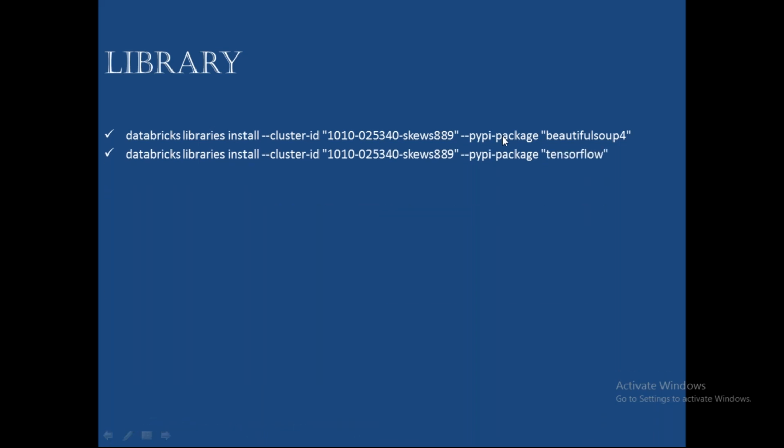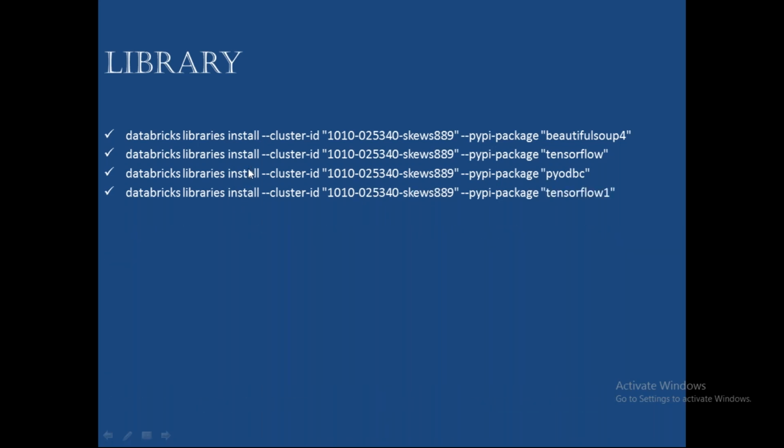Next, databricks libraries install with the cluster ID. See here, instead of beautifulsoup4, here I am saying TensorFlow. Next, PyODBC, the same command. You can change the package name; whatever you want to install, you can install. But if you want to install on a different cluster, you need to change the cluster ID. Exactly the same. See, sorry, this is TensorFlow 1. What will happen if I give a wrong name? If this particular package is not available, it will fail to install. Remember, it will fail to install.